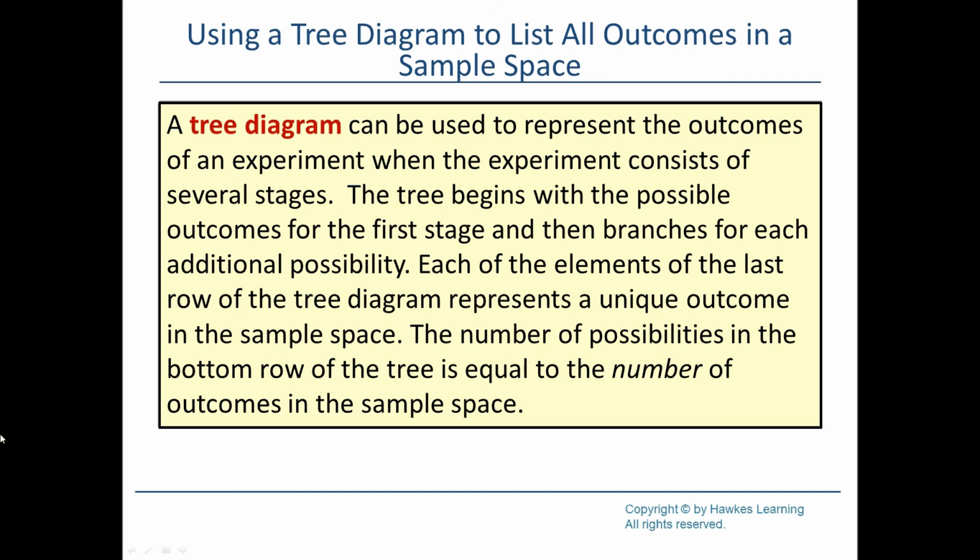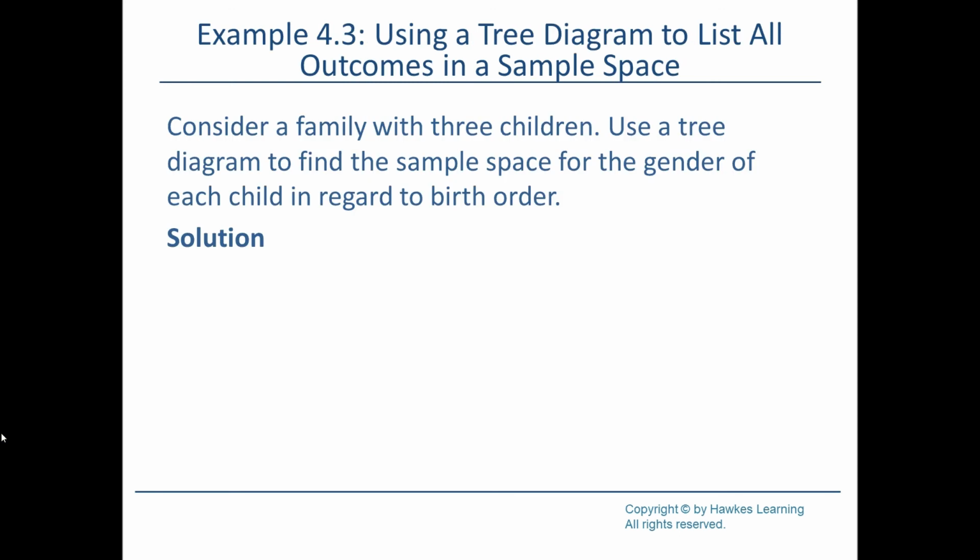A tree diagram can be used to represent the outcomes of an experiment, especially in the early phases when you're just trying to learn why it's 6 times 6 instead of 6 plus 6. The tree begins with the possible outcomes of the first stage and then branches for each additional possibility. We're going to see tree diagrams in the future, so it would be good to be able to write these out eventually. The number of possibilities in the bottom row of the tree is equal to the number of outcomes in the sample space. So let's consider a family with 3 children.